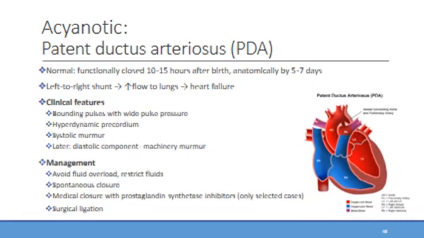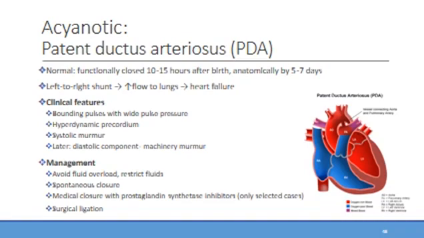The patent ductus arteriosus, or PDA, is the most common lesion found in the neonatal ward. In a normal neonate, the ductus arteriosus functionally closes at 10 to 15 hours after birth, but it obliterates and anatomically closes only by 5 to 7 days. There is a left to right shunt where blood moves from the aorta through the ductus arteriosus and into the pulmonary arteries, which will then increase the flow of blood to the lungs, with increased return to the left atrium. Heart failure is common due to the overflow of blood to the lungs.